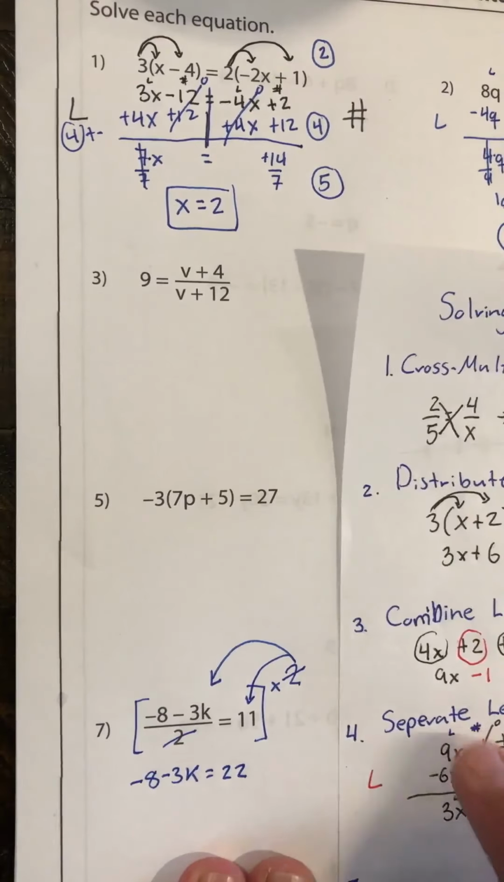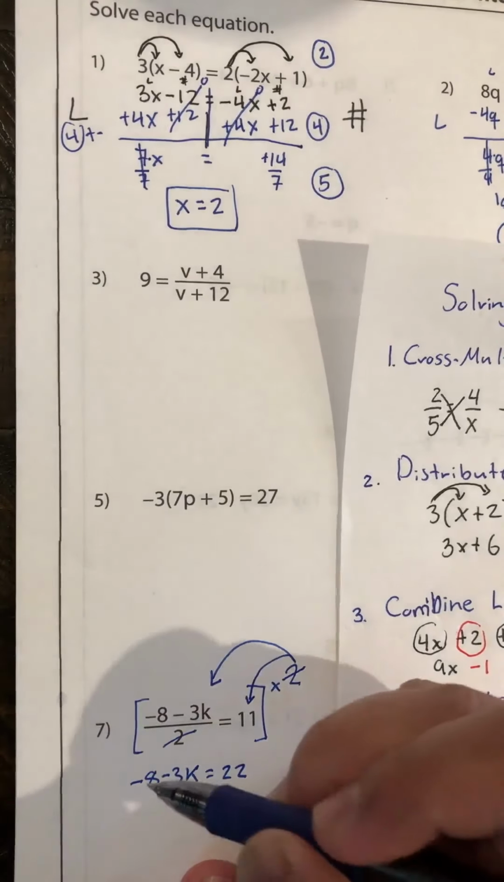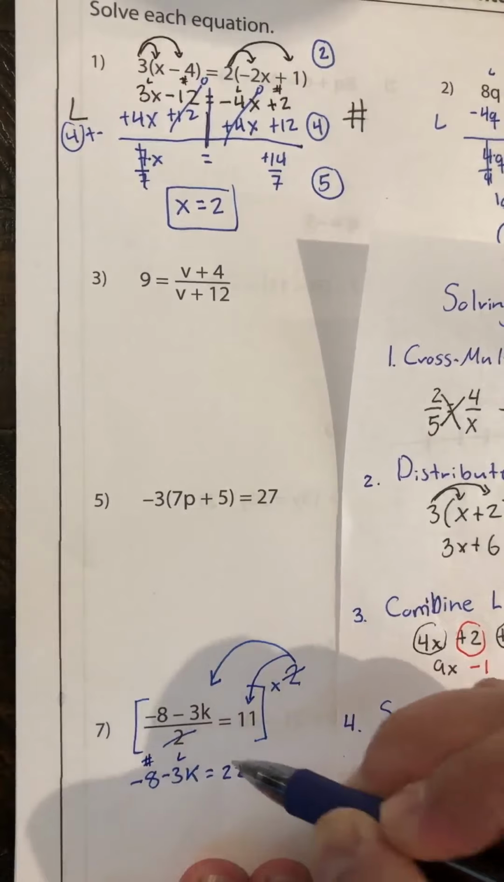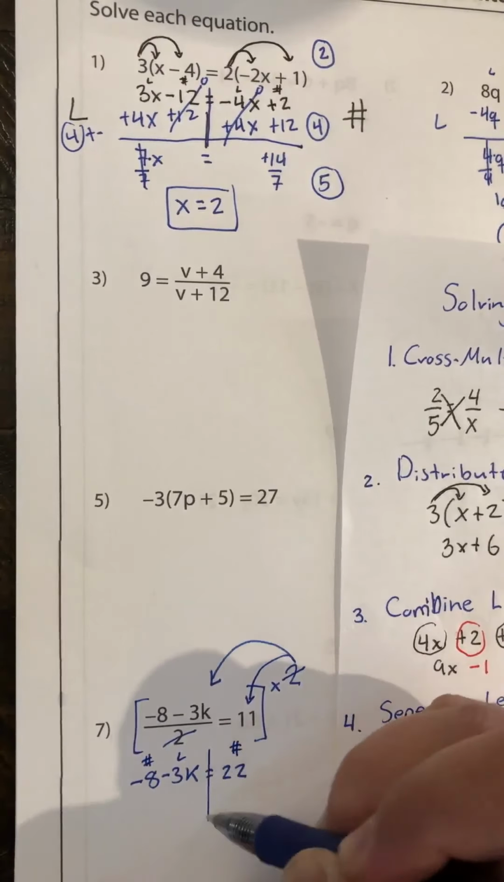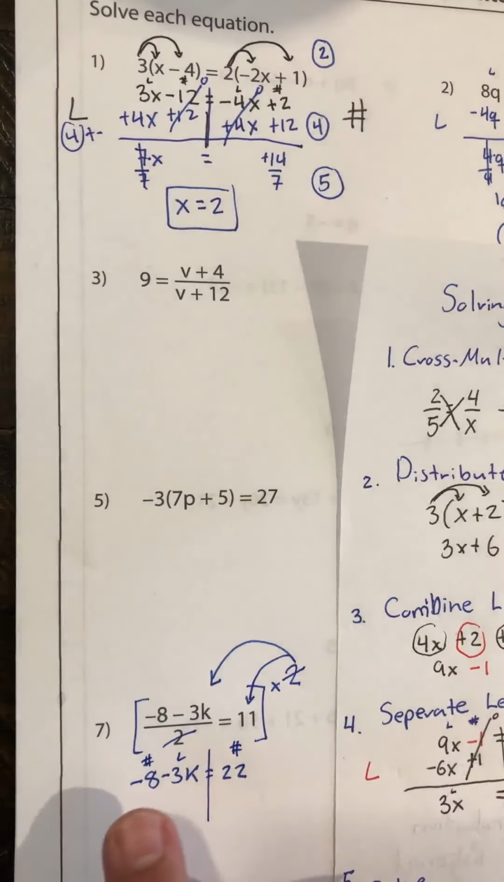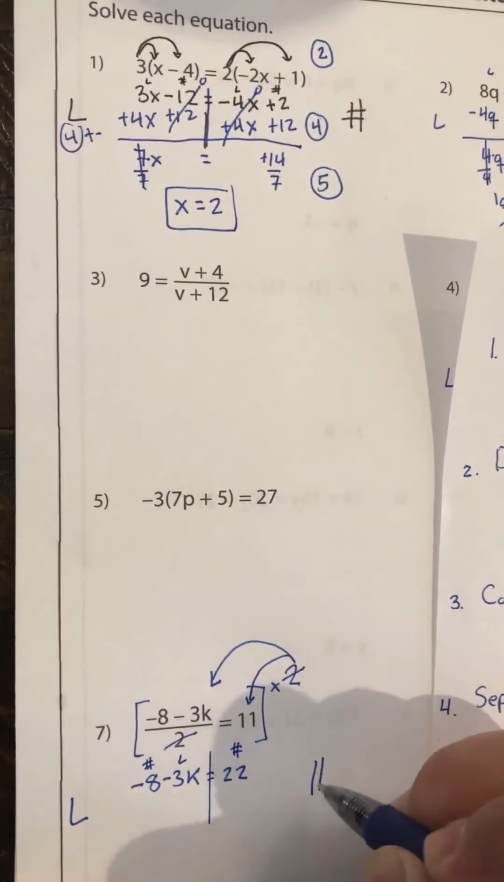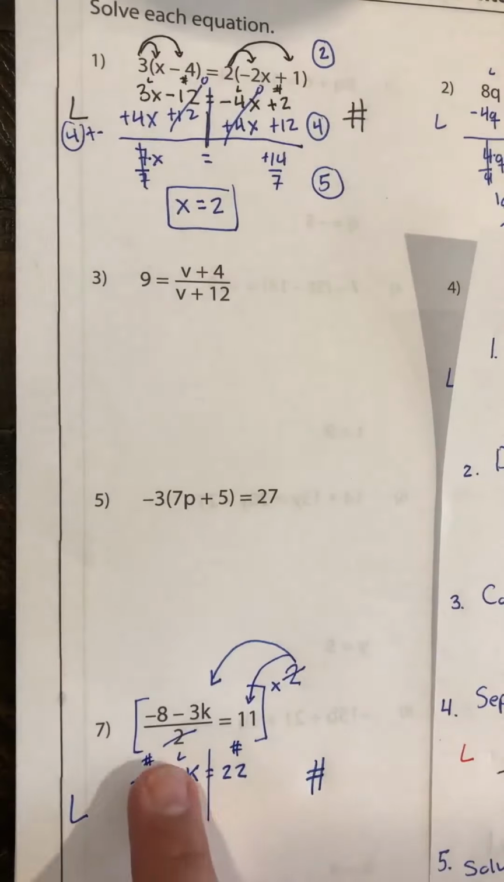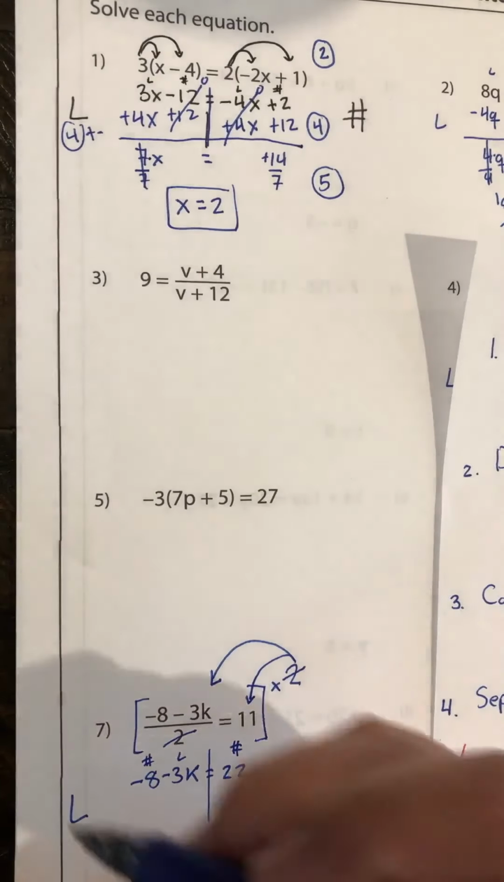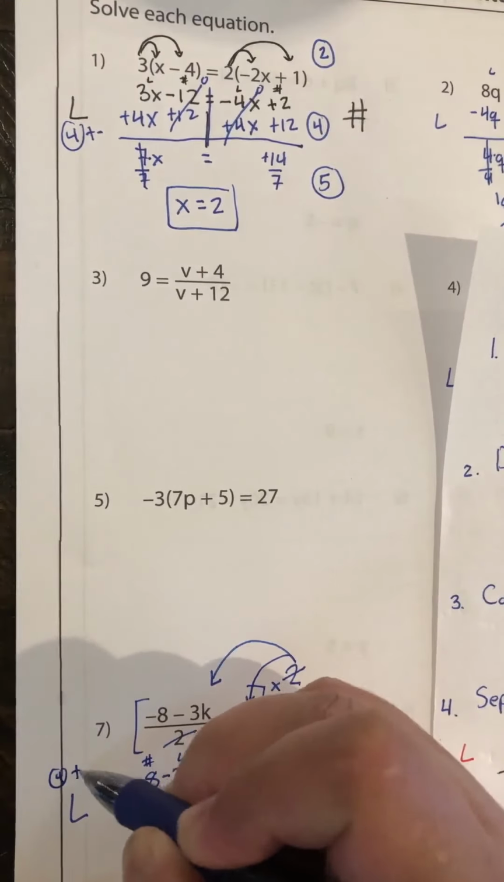So no. Step 4 is separate letters from numbers. So this is the number, letter, number. On this side, we have them together. So we need to get rid of one. So I'm going to make the left side my letter side and this side my number side, just because the letter was already on the left, okay? So this is step 4, and we're going to do plus or minus only.